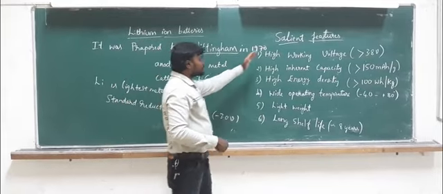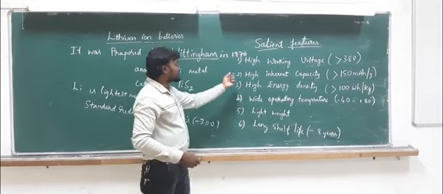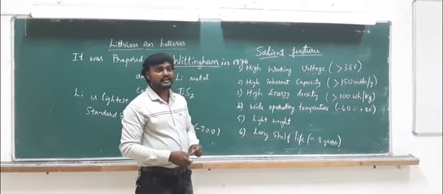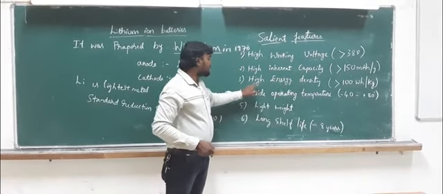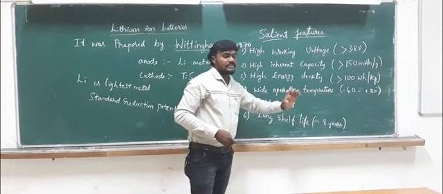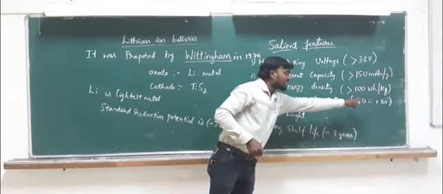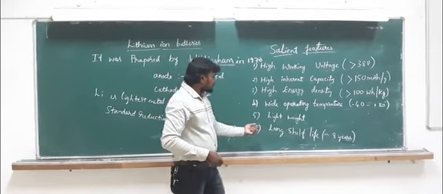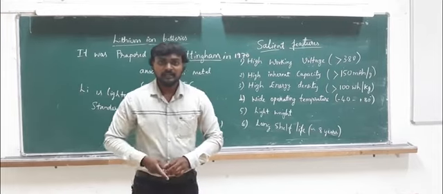Let us move on to salient features of lithium ion batteries. So what are some features? High working voltage. Lithium ion batteries generate high working voltage and again high inherent capacity. Then high energy density. Along with wide operating temperature, they operate from minus 40 degrees centigrade to plus 80 degrees centigrade. And also these batteries are very lightweight. Then they have a long shelf life, approximately around 8 years.